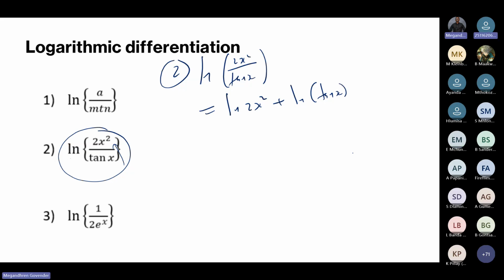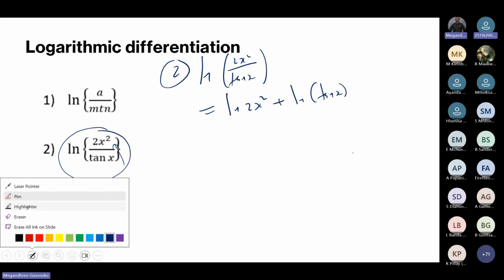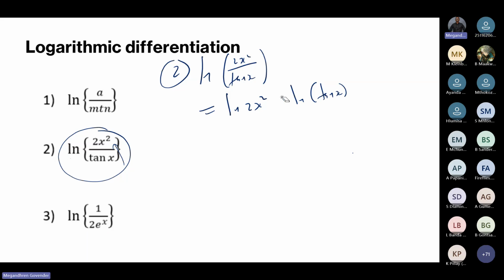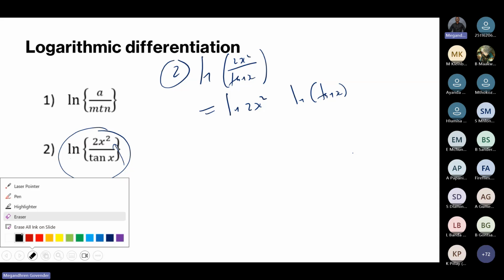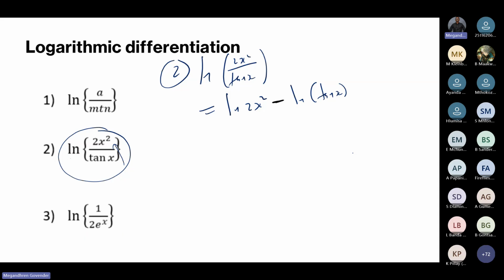Yes. For the second log law, yeah, it's actually a minus sign there. I was just checking whether you're awake. Sorry, thank you. That's right, it's a minus sign. It's the second one. ln of a over b is ln a minus ln b.